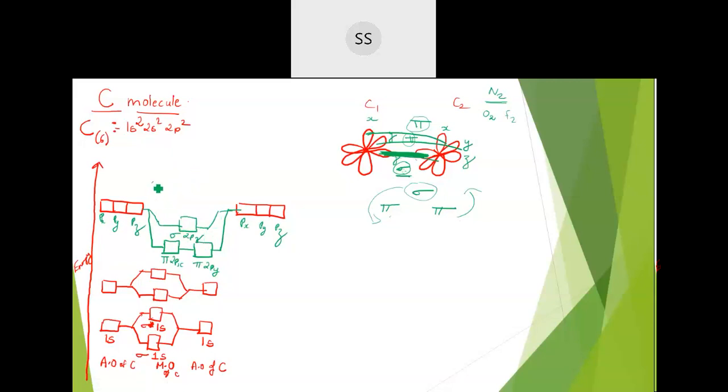Similar thing you have to draw above also. Above this you will be drawing the anti-bonding orbitals, because anti-bondings are similar. The only thing is you will be putting a star. So above this I will draw the sigma star ones, pi star and sigma star.